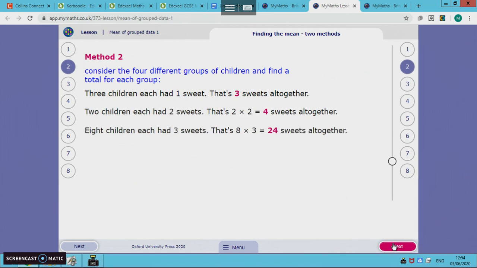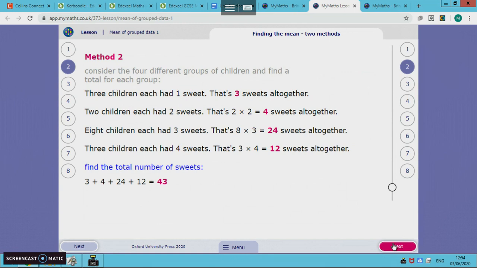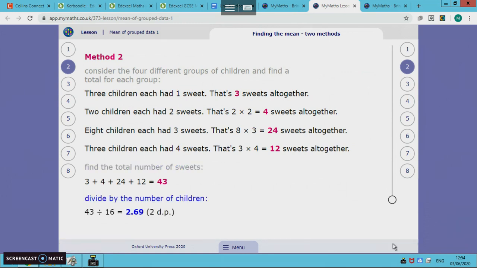This is how you could think about it in a different way. 3 children had 1 sweet, that's 3 sweets altogether, 3 times 1. 2 children had 2 sweets, that's 2 times 2, which is 4. 8 children had 3 sweets, that's 8 times 3, which is 24. 3 children each had 4 sweets, that's 3 times 4, which is 12 sweets altogether. Total number of sweets, just adding 3, 4, 24 and 12 together gives you 43. Amount of children, 3 plus 2 plus 8 plus 3 is 16. So doing 43 divided by 16 gets you that same amount.